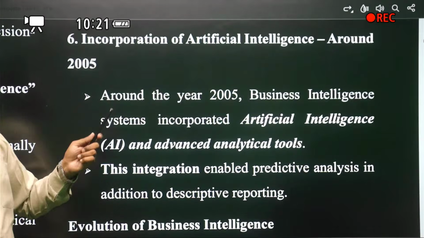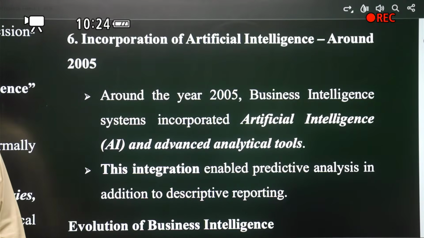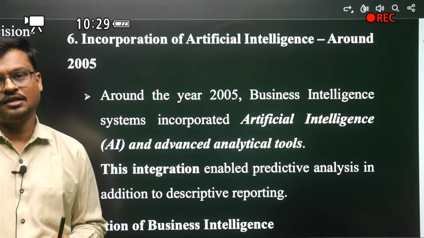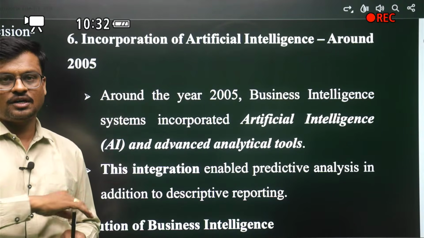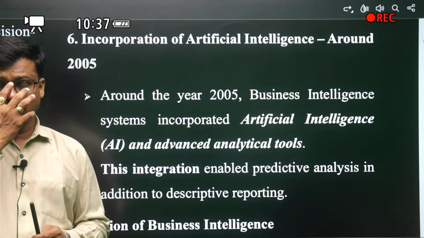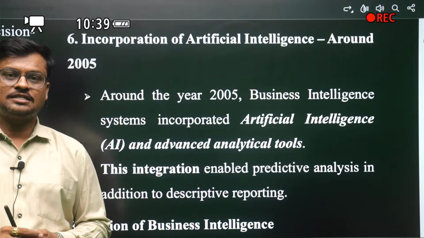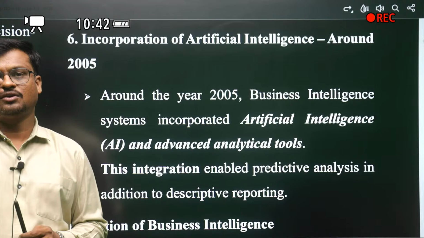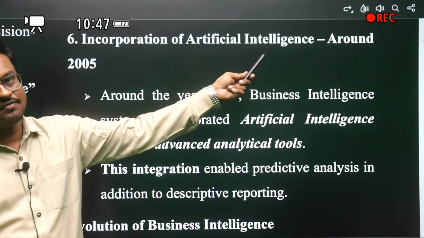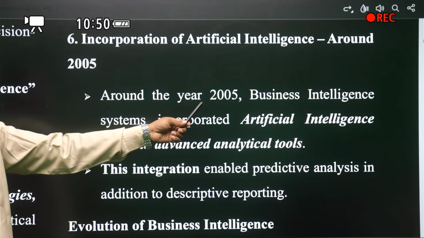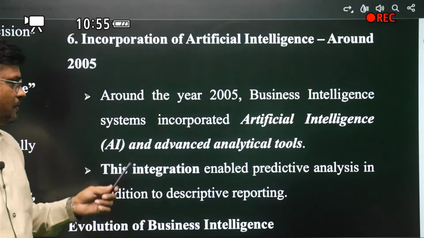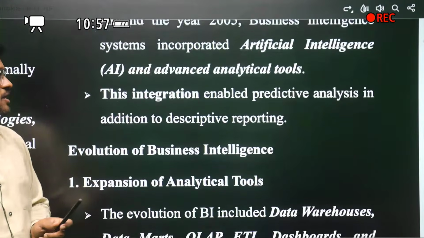The last one is the incorporation of artificial intelligence, which is around 2005. Now you need not even analyze the data, it is given to artificial intelligence. The previous history of the data is given to the artificial intelligence, and it will predict the future for you. The patterns and behaviors followed in the legacy of the data can be identified and given to you. That concept was introduced in 2005 with the introduction of artificial intelligence. Artificial intelligence was integrated into business intelligence around the year 2005, along with advanced analytical tools.